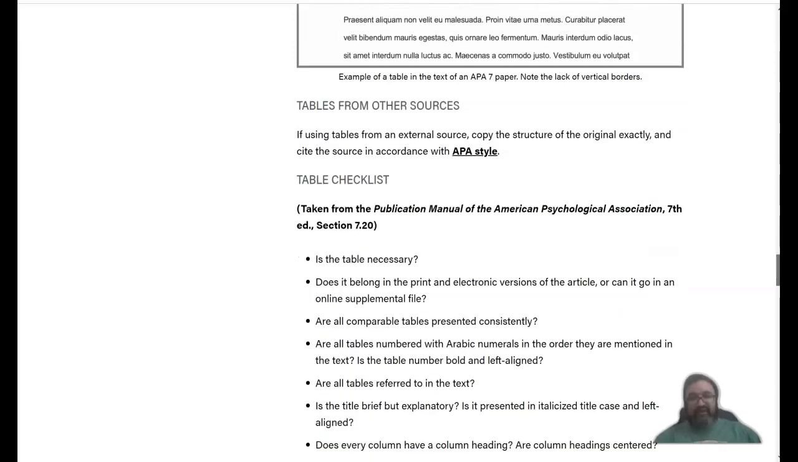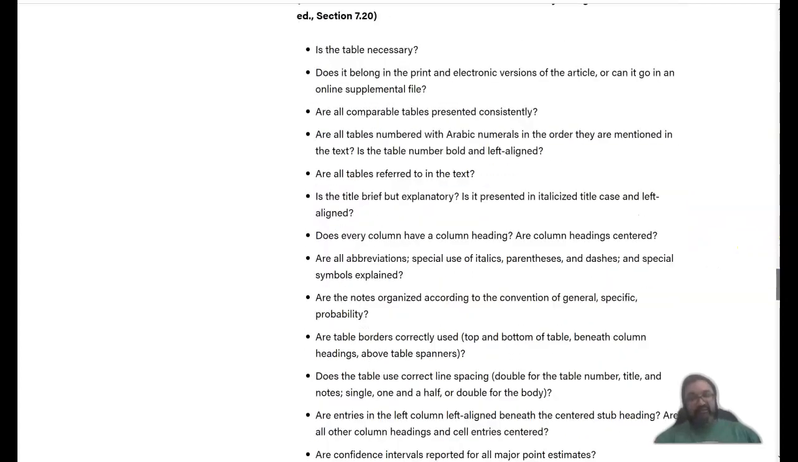So that's about what there is about tables. There's a checklist that you can go through, making sure that this is necessary. Are all comparable tables presented consistently? Are all tables numbered with Arabic numerals in the order they are mentioned? And are all tables referred to in the text? And that's what I was telling you about. It needs to be referred to in the text, or else you don't necessarily need the table.